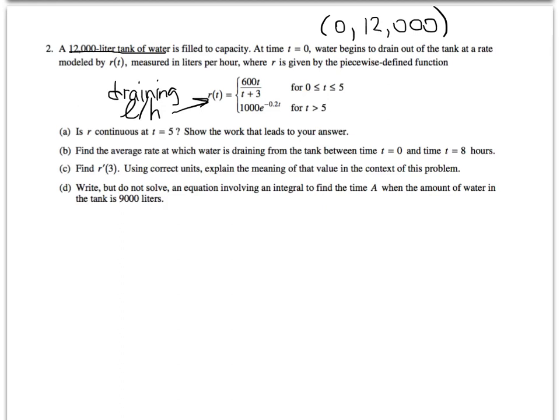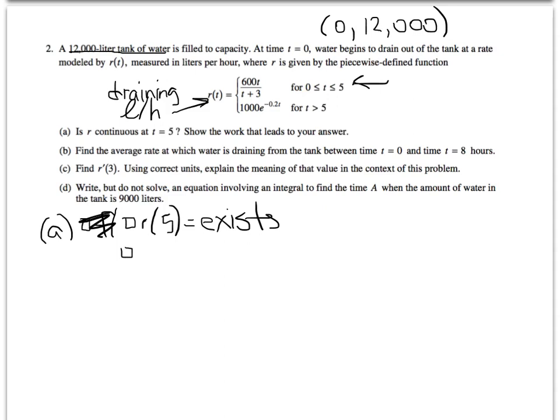So the first question is, is R continuous? In order for a function to be continuous, the first criterion is that R of 5 exists. Does it exist? Yes, we can substitute the number 5 into the first part of the piecewise function and we would get a value. Now let's go to the second condition of continuity. It says that as I approach 5 in the function R of t, the limit will exist. Since it's a piecewise function, we have to approach it from the left and the right.